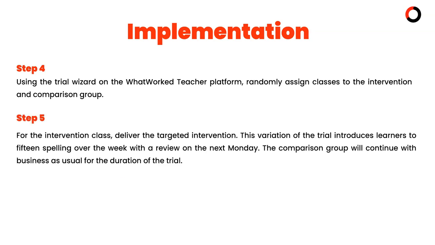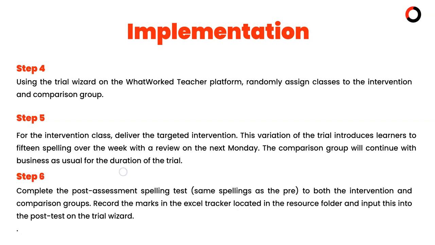Step 5, the intervention class will deliver the targeted intervention. This variation of the strategy introduces learners to 15 spellings over the week with a review on the next Monday. Rather than all the words being introduced on a Monday, these are incrementally introduced over the week. The comparison group will continue with just business as usual for the duration of the trial. Step 6. Complete the post-assessment spelling test, which is the same as the pre, to both the intervention and comparison groups. Record the marks in the Excel tracker located in the resource folder and input this into the post-test on the trial wizard.